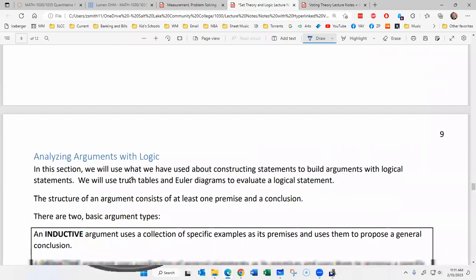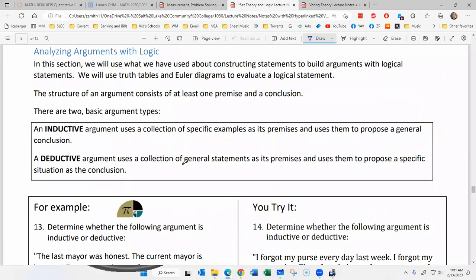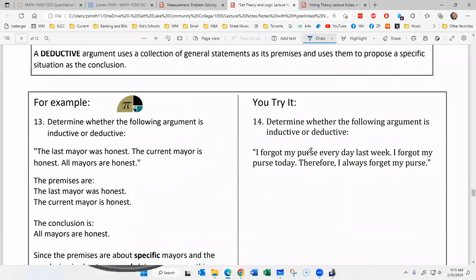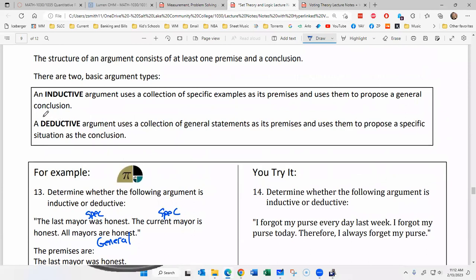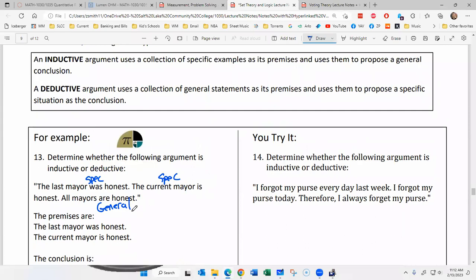De Morgan's laws. Inductive and deductive. If you are looking through generalization and specifics: the last mayor was honest, specific. The current mayor is honest, specific. All mayors are honest, general. If you're trying to go from just specifics to a general, then you're using an inductive argument. You're trying to induce something.